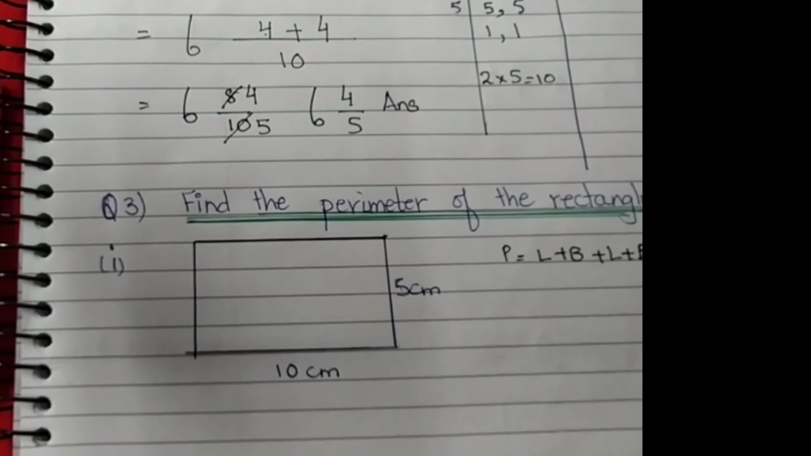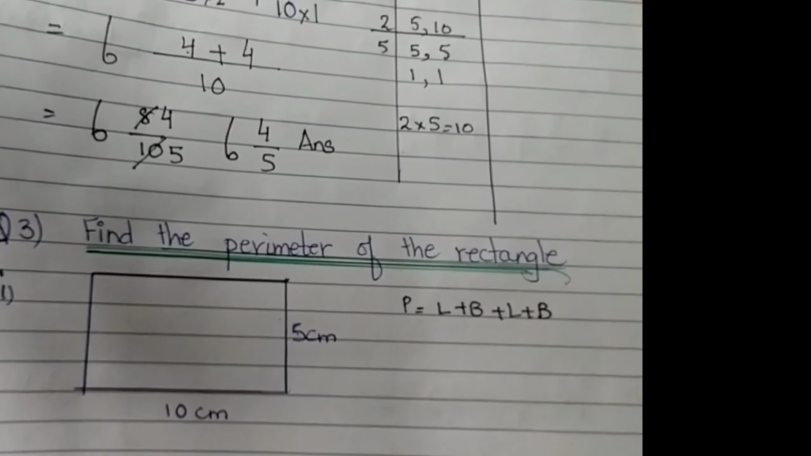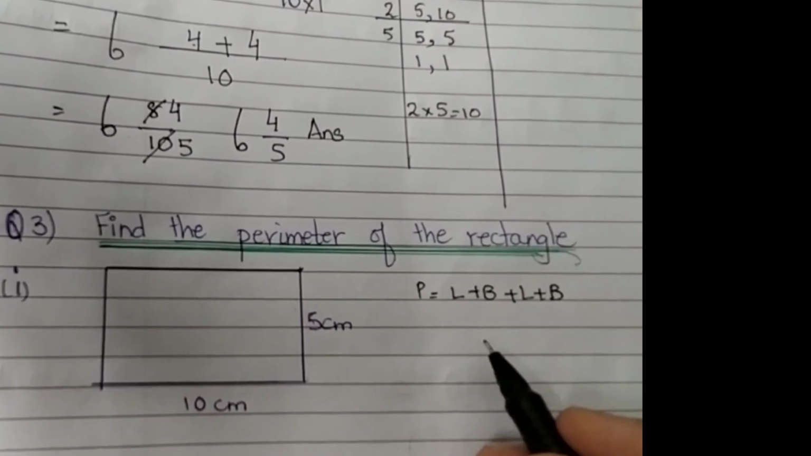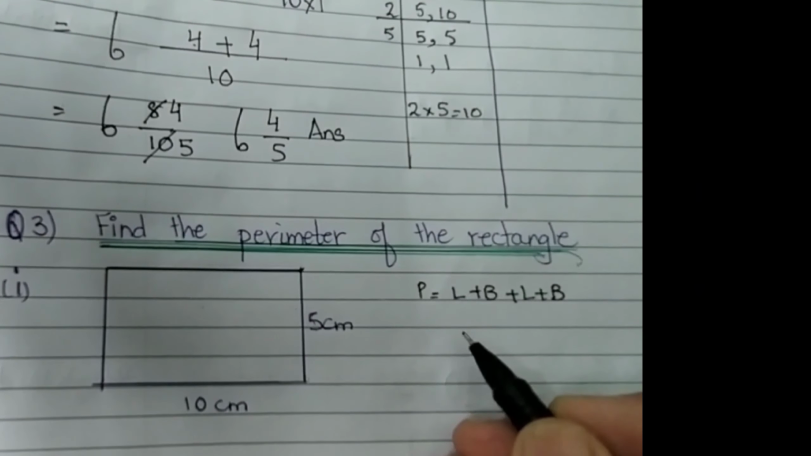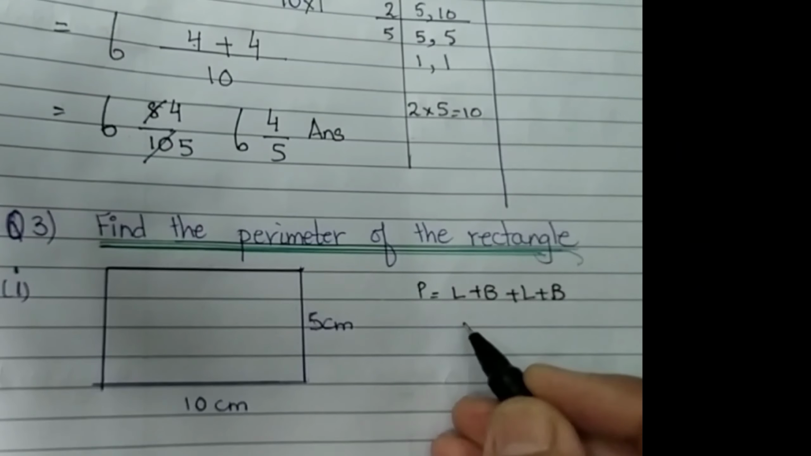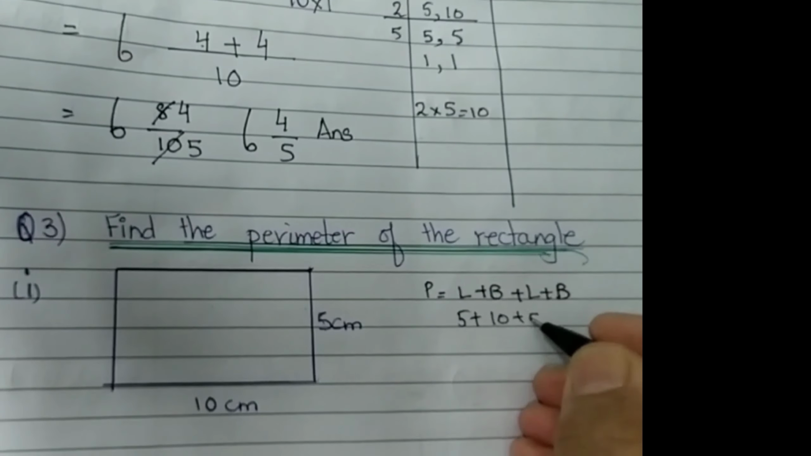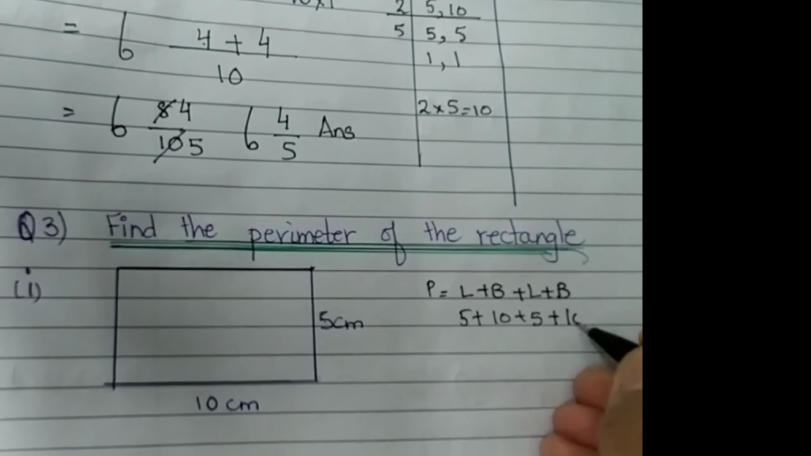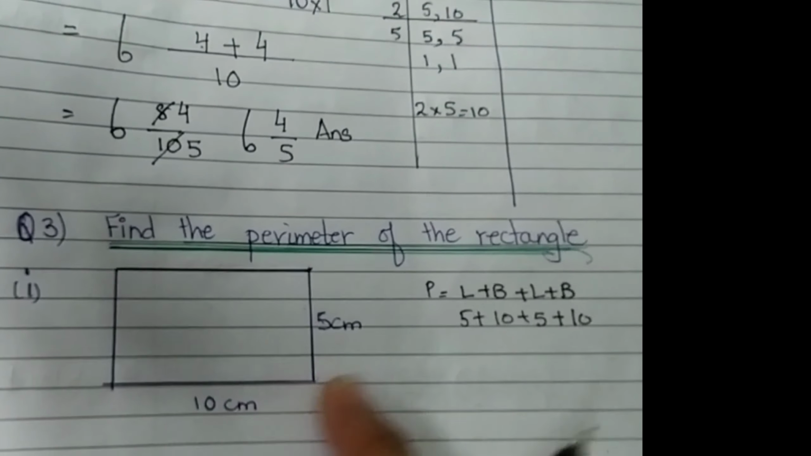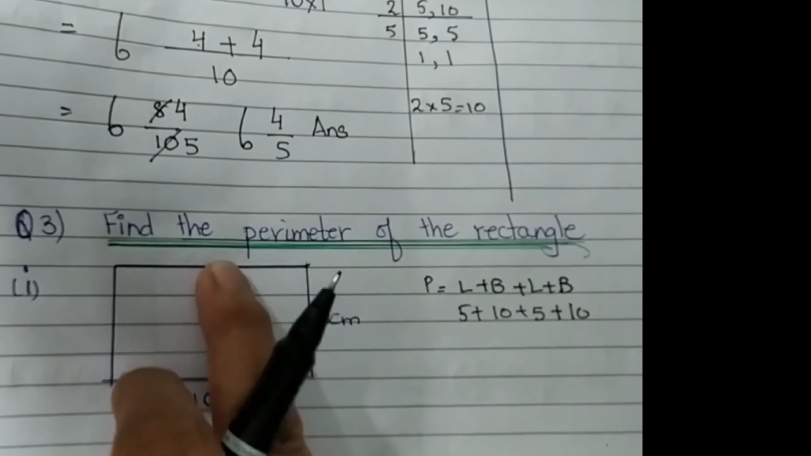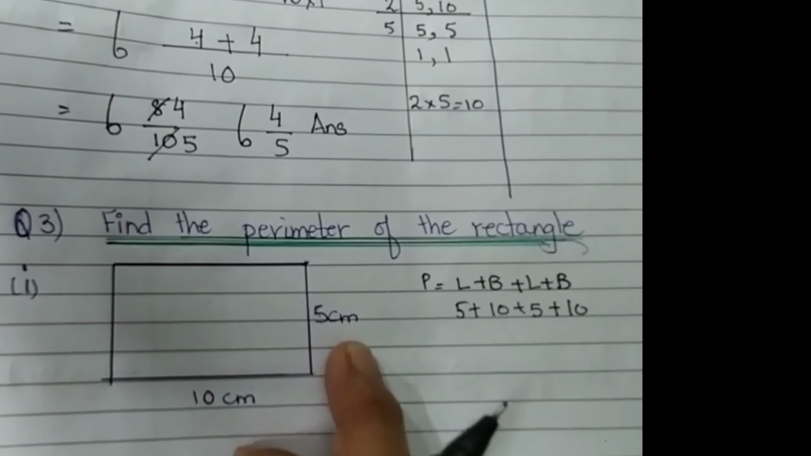All right, let me bring this book a little closer to the camera. Yes, so you can make any of the numbers your length or breadth. So I will just write down 5 plus 10 plus 5 plus 10. This and this are parallel to one another. So 10 and 10 and 5 and 5.